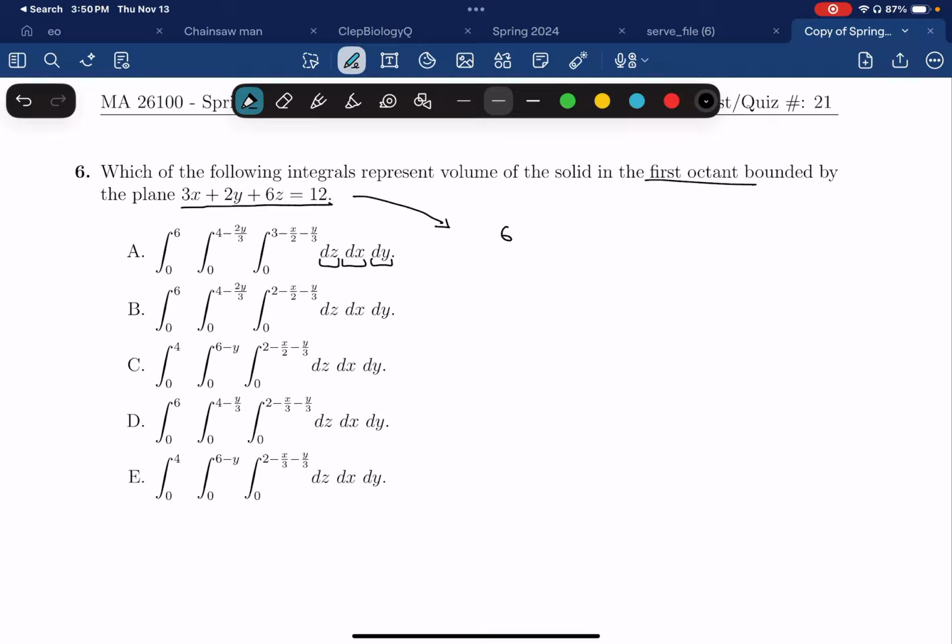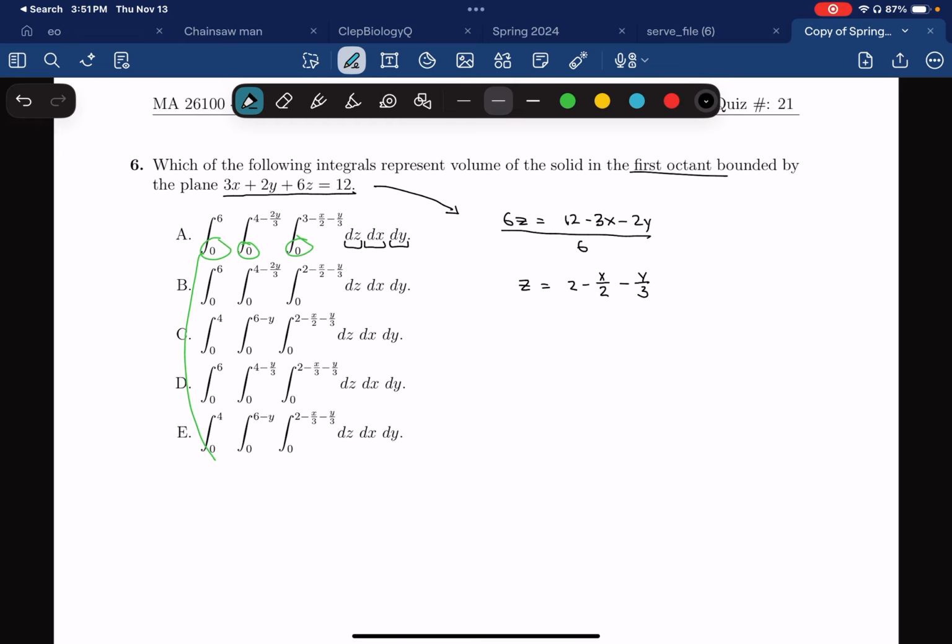So put everything to the side except for z. You get 12 minus 3x minus 2y. Divide everything by 6. You get z is equal to 2 minus x over 2 minus y over 3. Okay, so if we look at these values that are constant with every single bound, we also know that z in this case is just equal to 0.